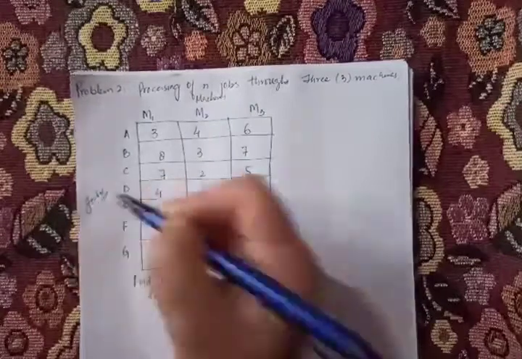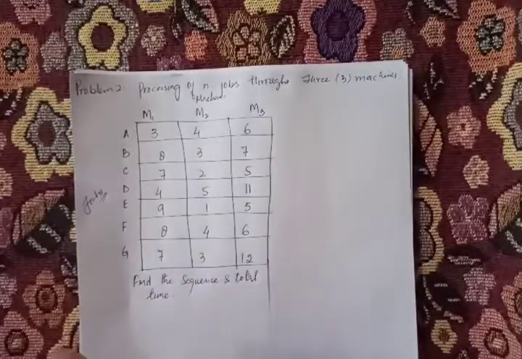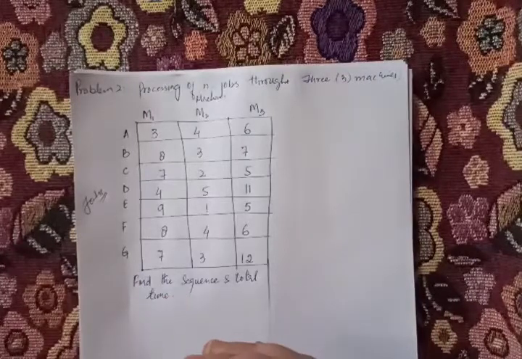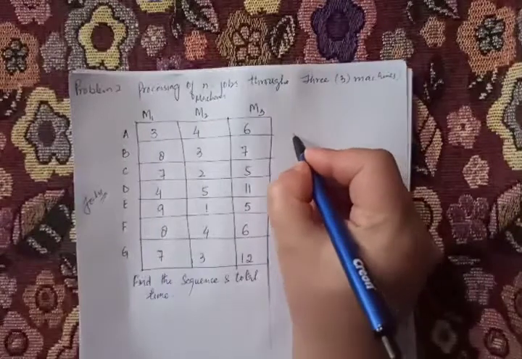and these are the jobs which are given to us, and we have to find the sequence and the total time it would take to get executed on 3 machines. Before we start solving this question, we have to check the condition whether we can solve this question on 3 machines or not. How can we check that? So firstly, check the conditions.